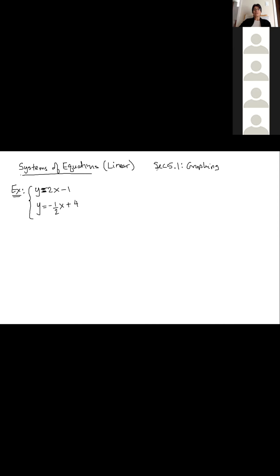So solving by graphing is good to visualize what it means. It's good to visualize what's going on with the 2 equations or the 2 lines, but it's not as practical for finding an exact solution. So we're going to do this section to see what the solution of a system of equations means. But in section 5.2, we're going to learn substitution and elimination, which are more practical, more algebraic. Okay, so let's look at graphing.